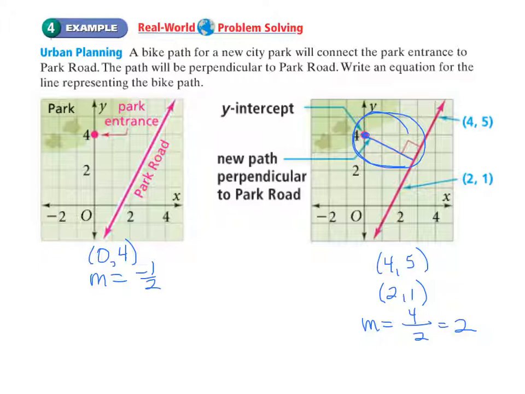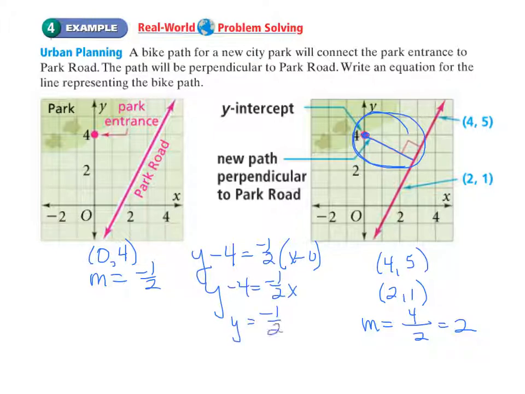So now let's use point slope form. Y minus 4 equals negative 1/2 times x minus 0. If we simplify that, I get the equation y equals negative 1/2 x plus 4. And we can double check that by making sure that my y-intercept is 4. My slope is down 1 over 2, and that does work.